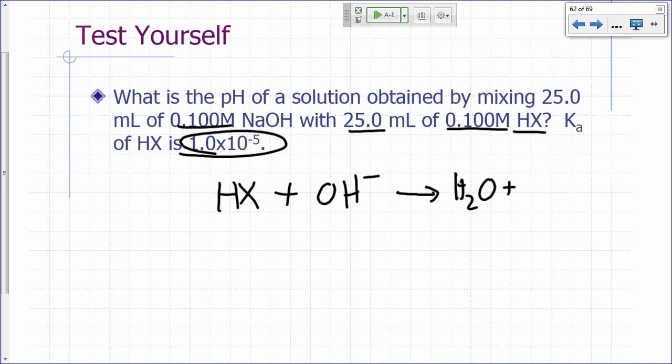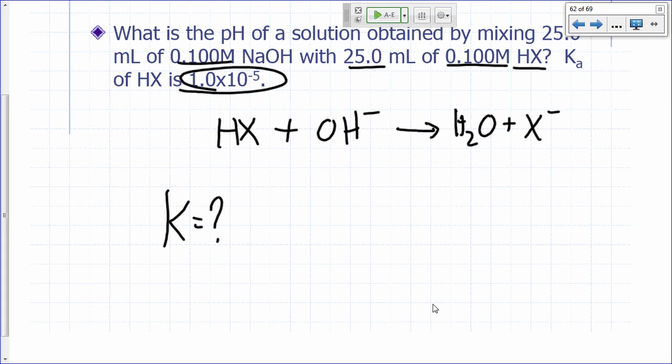H2O plus X minus. What's the equilibrium constant for this? When you're neutralizing, let's see if we can construct this from two reactions. You have HX gives you H plus X minus. What's the KEQ for this one? This is Ka of HX, right?